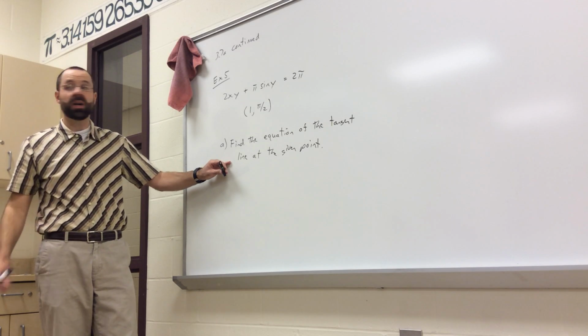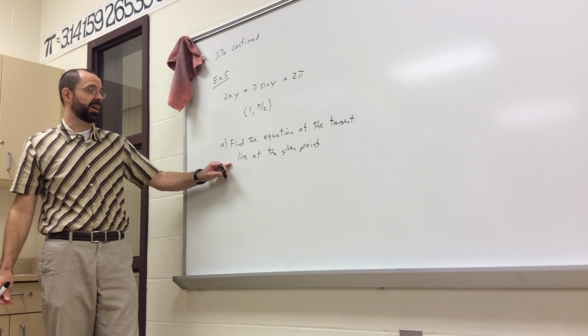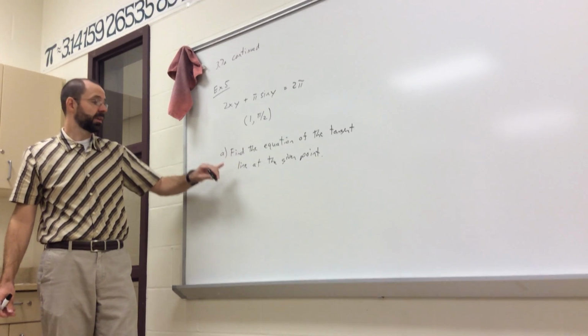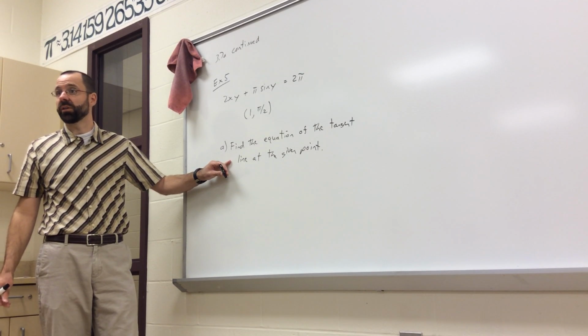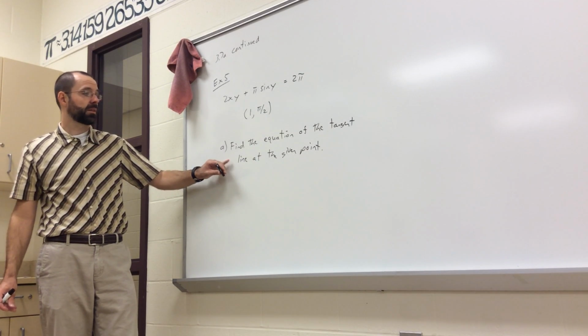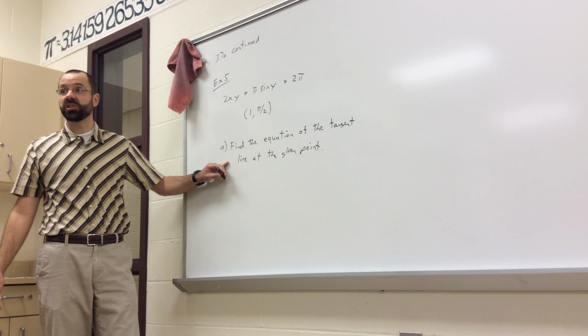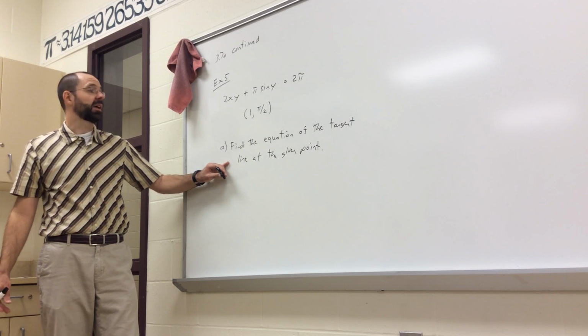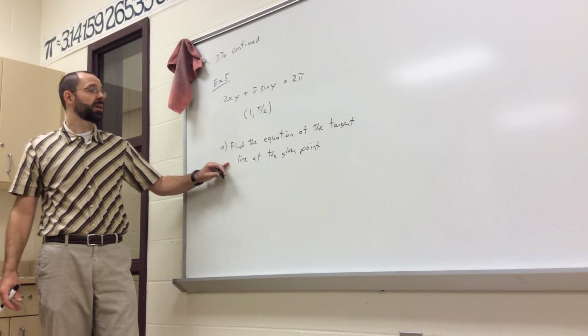So we got 2xy plus pi times the sine of y equals 2 pi. Given this point, we're going to find the equation of the tangent line at the given point. Okay, so if we're going to find the equation of the tangent line, we need the slope of the tangent line. And in order to find the slope of the tangent line, we have to take the derivative.